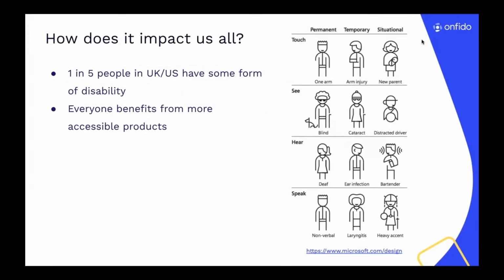So let's look at how many people suffer from disabilities. It is estimated that 1 in 5 people in the UK and the US suffers from some form of disability. Furthermore, disabilities can be permanent, temporary, or situational, as illustrated by this diagram from Microsoft Design.